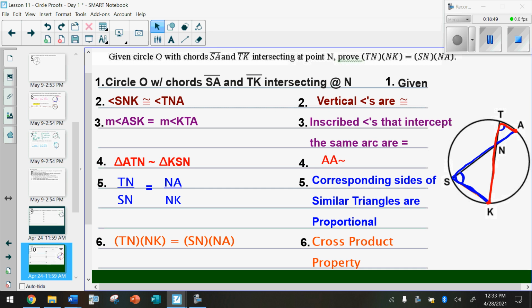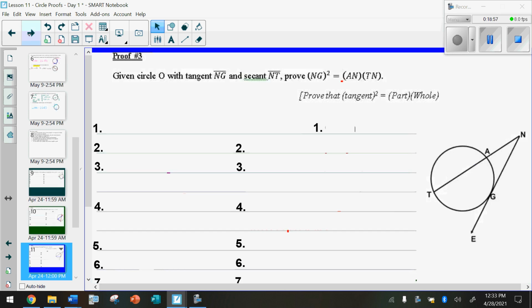All right, moving on. Proof number 3. This time we're going to prove that the tangent squared is equal to the part of the secant times the whole secant length. So we're going to do a proof of the calculations you were doing from lesson 10 that proves that tangent squared equals part times whole.